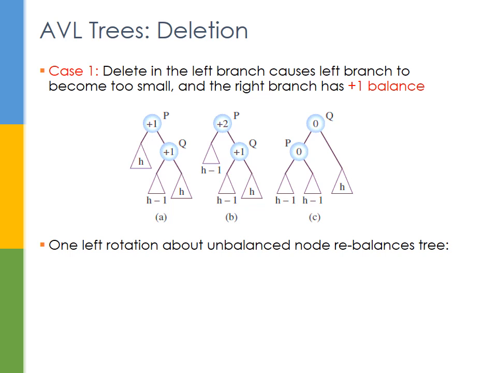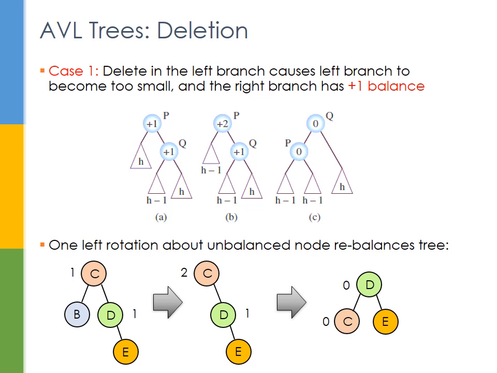Now, additionally, a requirement for case 1 is that the right branch of the unbalanced node has to have a positive 1 balance factor. So we can see that that is the case over here. Node Q, which is the right child of node P, has a balance factor of positive 1. So in this case, we can then rebalance the tree by simply performing one left rotation about the unbalanced node. So let's see what this looks like.